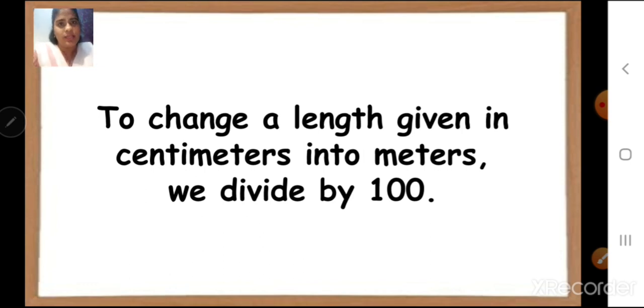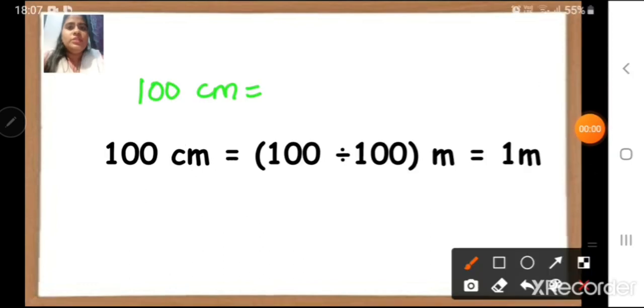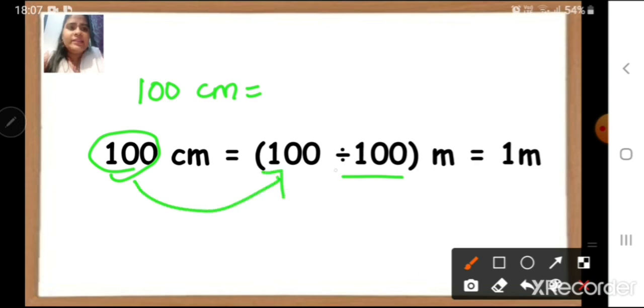divide by 100. So children, here 100 centimeters is equal to, if we want to convert from centimeter to meter, we have to divide by 100. So 100 centimeters is equal to 100 divided by 100 meter, which is equal to 1 meter. 100 divided by 100 is equal to 1.